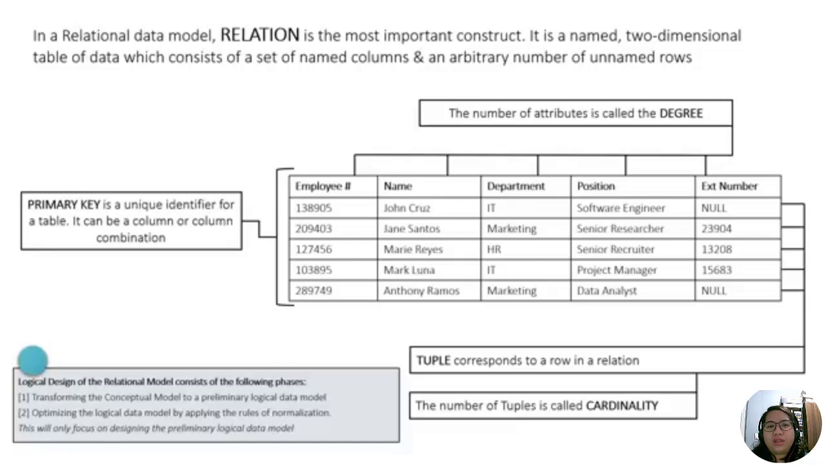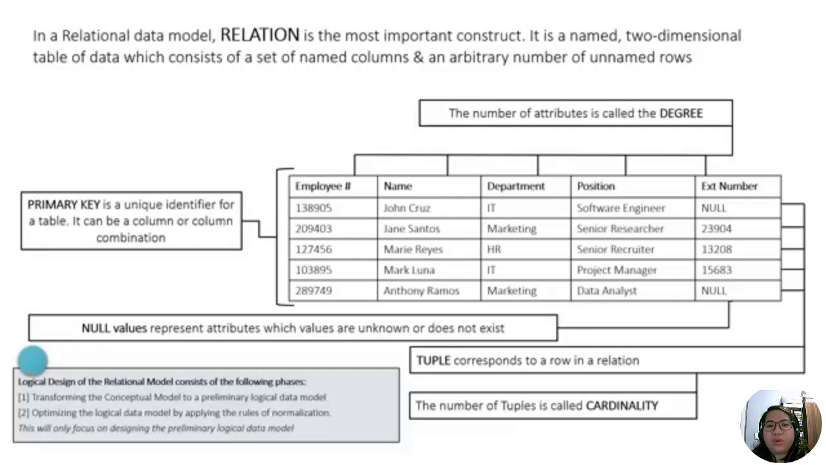Null values in the tuples represent attributes whose values are unknown or do not exist.